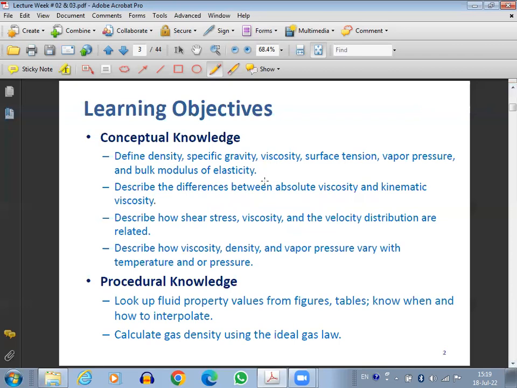The conceptual knowledge you're going to get in this chapter will be about certain fluid properties such as density, specific gravity, viscosity, surface tension, vapor pressure, bulk modulus of elasticity. We'll be able to differentiate between absolute viscosity and kinematic viscosity. You'll be able to describe how shear stress, viscosity, and the velocity distribution are related, and things related to viscosity and density, vapor pressure, variation with temperature and pressure.